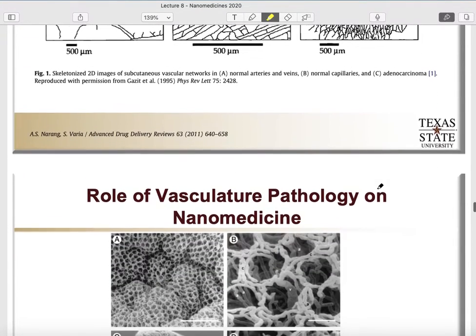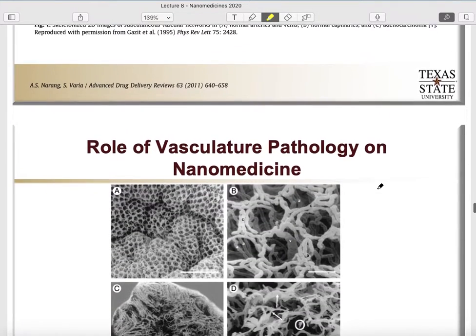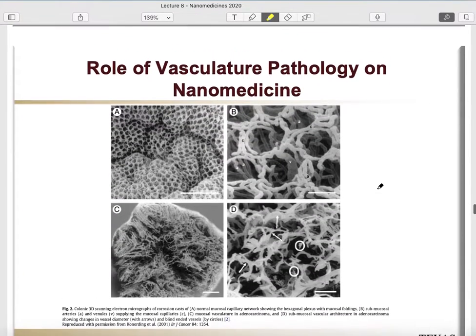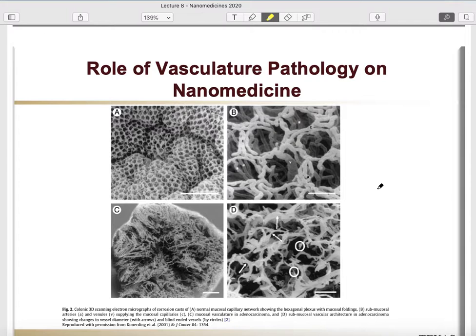And then on the next slide, this is what's called a corrosion casting system of a microvascular system. Basically the way that they do this is that they inject a resin through the blood vessels, they cure that resin, and then they dissolve the surrounding tissue by utilizing a corrosive chemical such as potassium hydroxide. And so what you're left with is the three-dimensional architecture of the blood vessels that you can then investigate utilizing electron microscopy, for example, in this case.